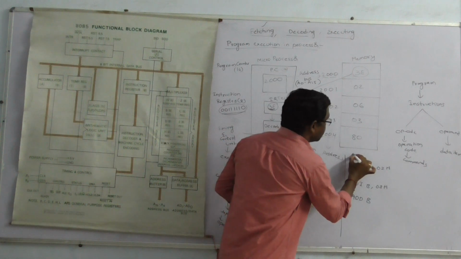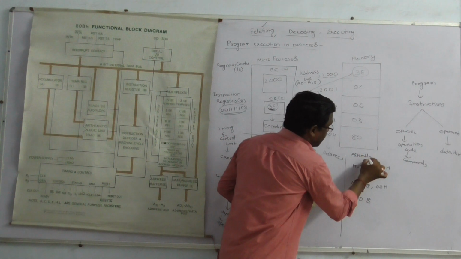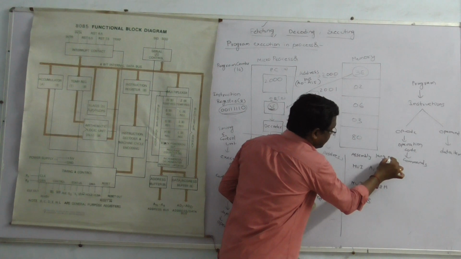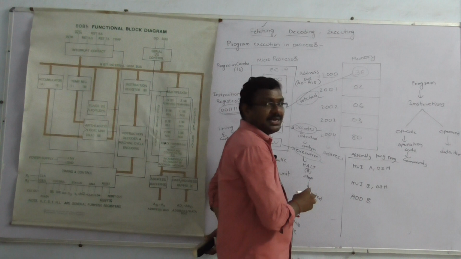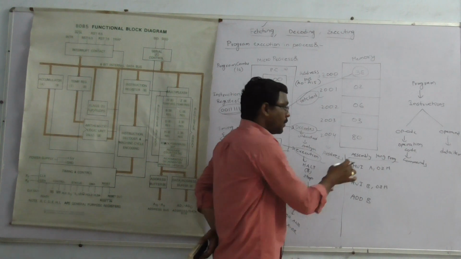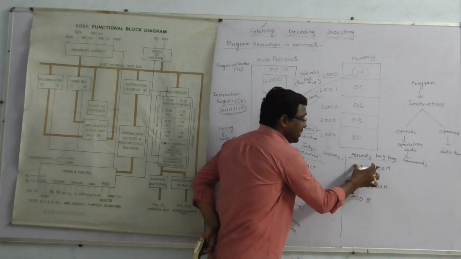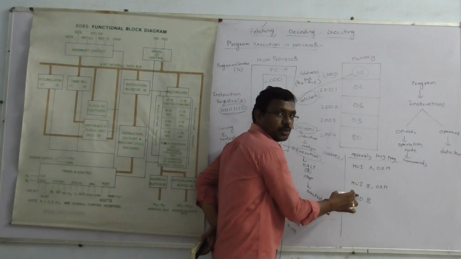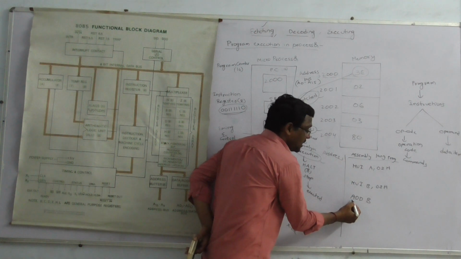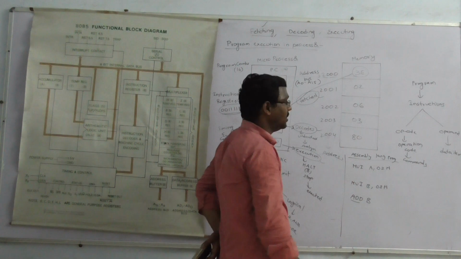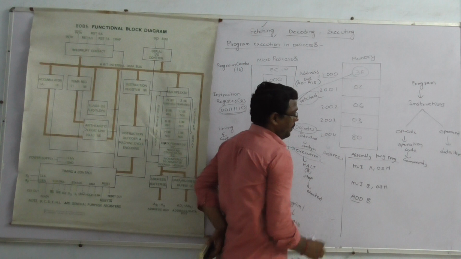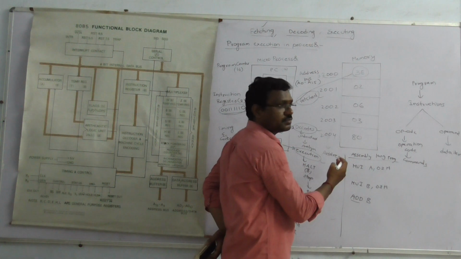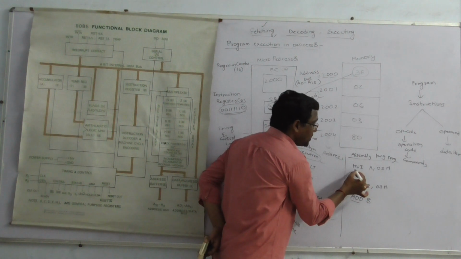Okay, assembly language program. A program is a sequence of instructions to perform a particular task. Which task? The addition task. Each instruction consists of an opcode and an operand. What is the opcode? What is the operand? Opcode means operation code.